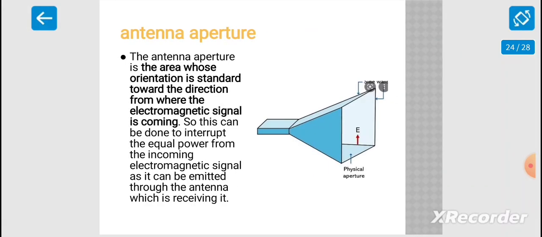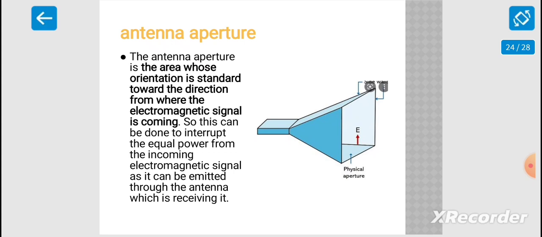Next, antenna aperture. The antenna aperture is the area whose orientation is standard towards the direction from where the electromagnetic signal is coming. So this can be used to intercept the equal power from the incoming electromagnetic signal as it can be emitted through the antenna which is receiving it. The antenna aperture helps to find how effective an antenna is at a receiving station.